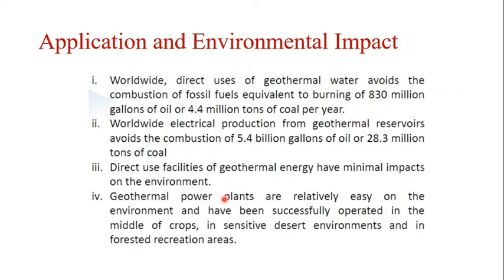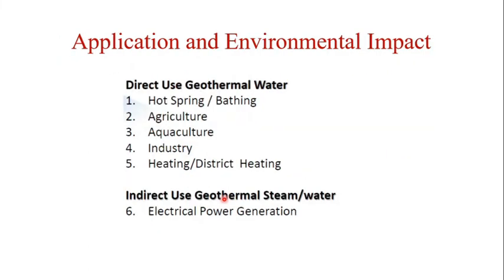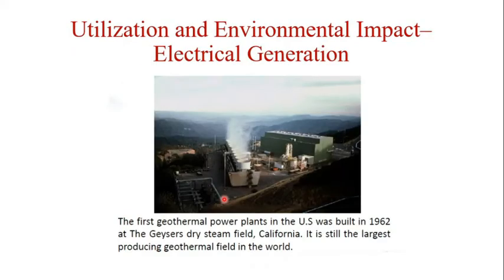Geothermal power plants are relatively easy on the environment and have been successfully operated in the middle of crops, in sensitive desert environment and in the forested recreation areas. Direct use of geothermal water is for hot spring or bathing, agricultural, aquaculture, industry, heating or district heating. Indirect use of geothermal steam or water is electrical power generation.